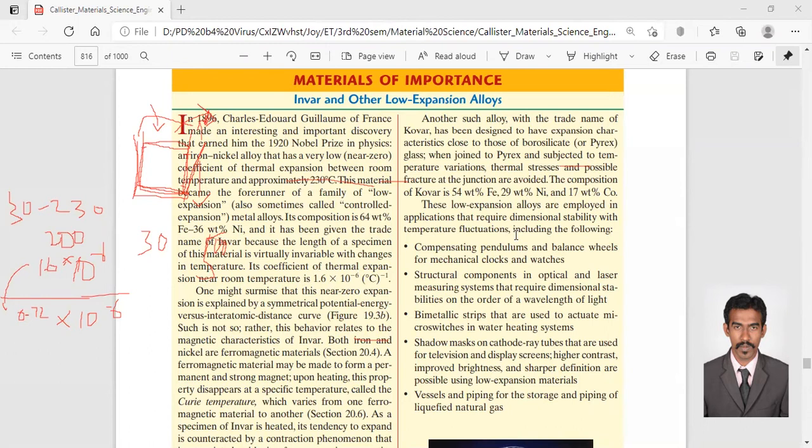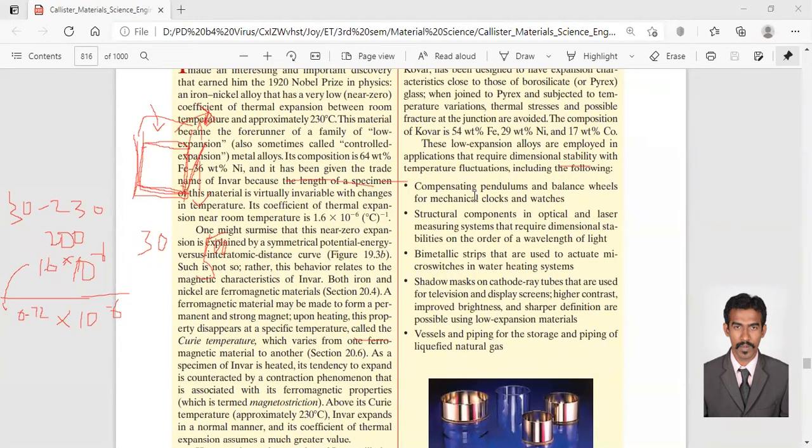That's a general formula. But these materials are particularly made, which ones? Invar, superinvar, kovar. These are particularly made for tolerating the fluctuating temperature, which means dimensionally stable when the temperature is fluctuating.